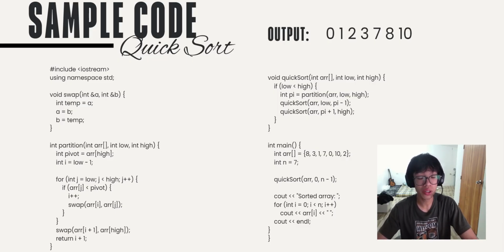So let's now talk about the quicksort function. The quicksort function is basically what governs the recursion step. It checks the base case, if low is less than high. If the segment has 0 or 1 element, the recursion stops as the array is considered sorted.